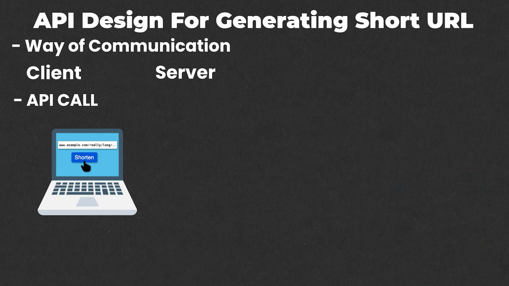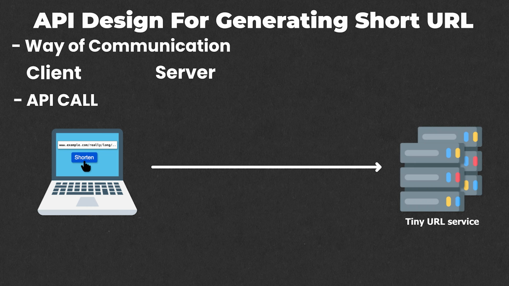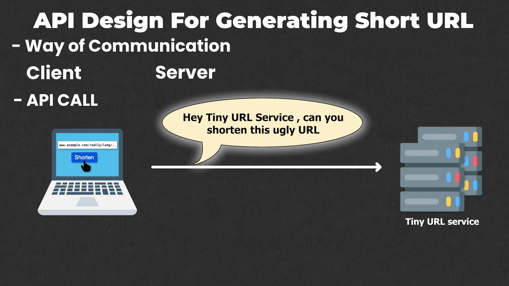We have the client here. He has a long ugly URL. He clicks on the shorten button. As soon as he clicks on the shorten button, an API request is sent to the TinyURL service. On a super high level, this is saying, hey TinyURL service, can you shorten this ugly long URL for me?